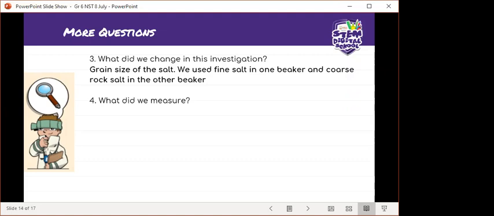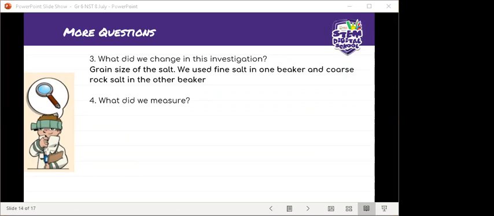What did we measure? Another way to ask this question is, what is the dependent variable in this investigation? What did we measure? Ijura says we measured the time. Okay, I see Piwa's hand is up. Thank you very much, Ijura. Piwa's hand is up. Hi, Piwa.